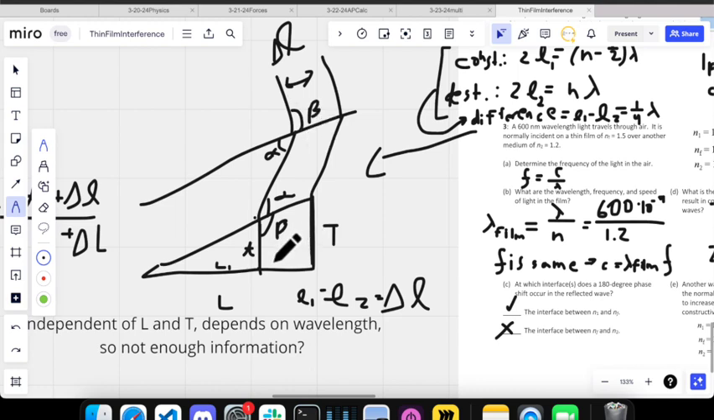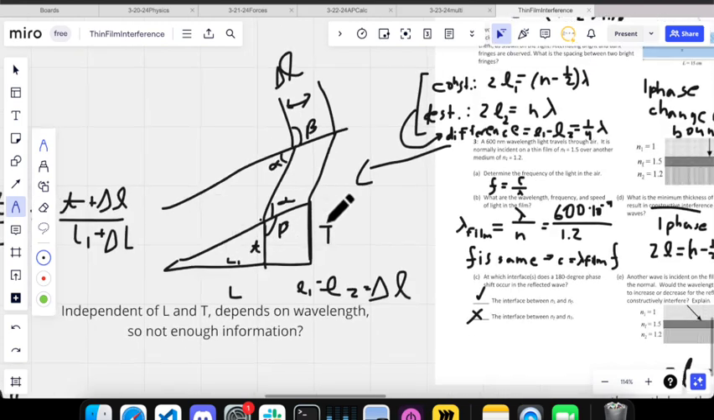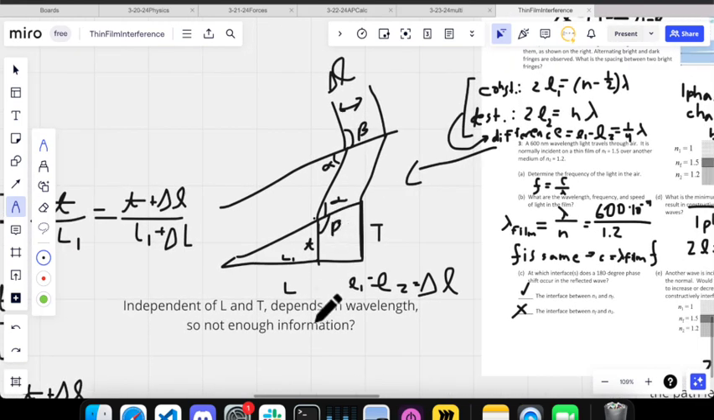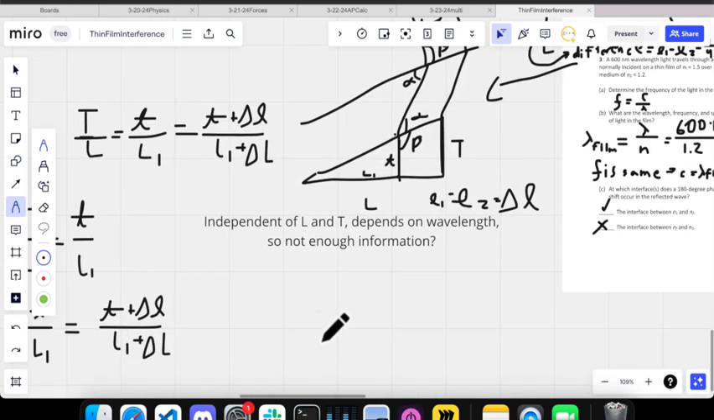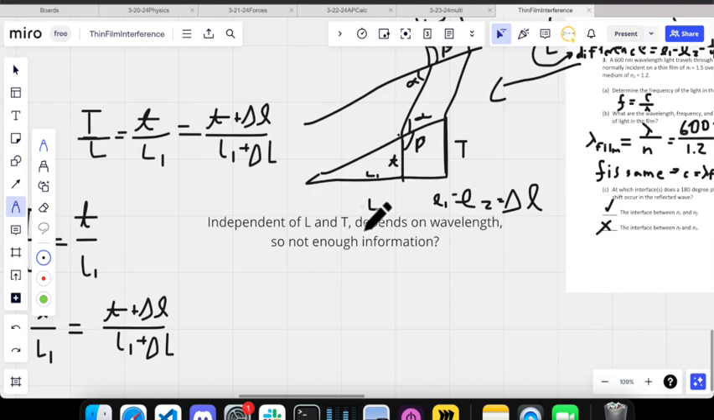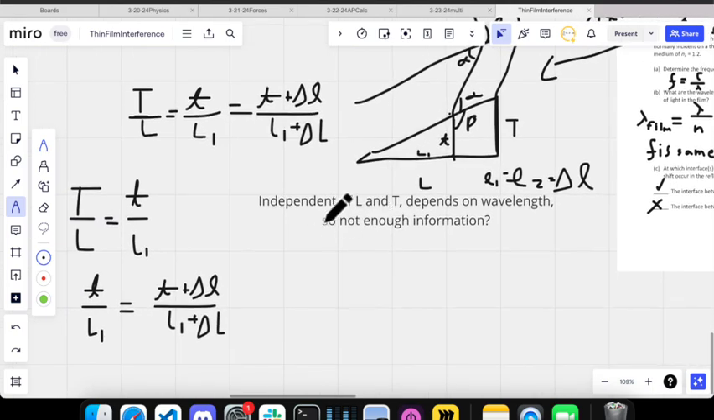Yeah, and I think that's all there is to that. I think really this ultimately is independent. Maybe this is wrong to say. Maybe it's not independent of L and T, now that I've realized I kind of mislabeled thing.